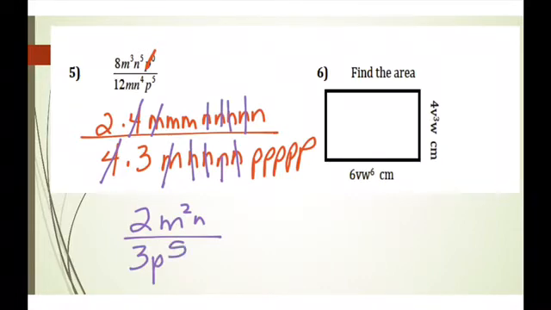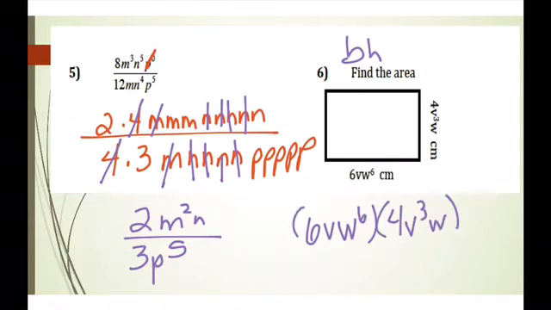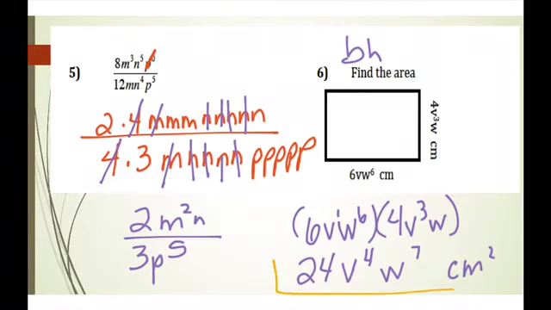Okay, now number 6, find the area. This is a rectangle, so it's base times height. So you're going to take your base times the height, and then just multiply it. So 24. Okay, b to the first times b to the third is b to the fourth, and w to the 6th times w to the first is w to the 7th. And so that's going to be in centimeters squared, because area is always units squared, and that's my answer.